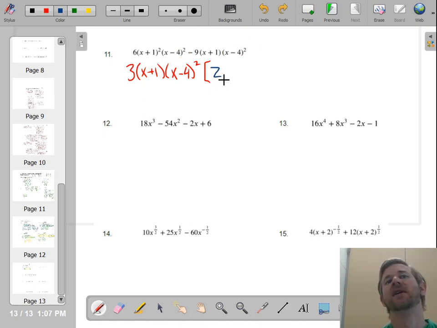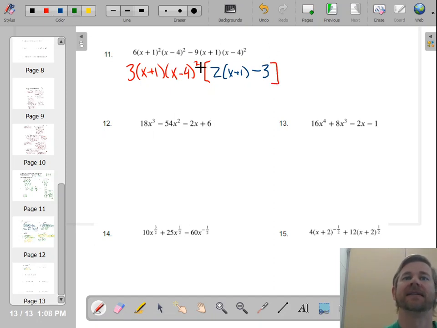3 times 2 gives you 6. x plus 1 times x plus 1 gives you x plus 1 squared. And x minus 4 is fine. Minus 3 times 3 is 9. x plus 1 is fine. Oh, that's it, just minus 3.